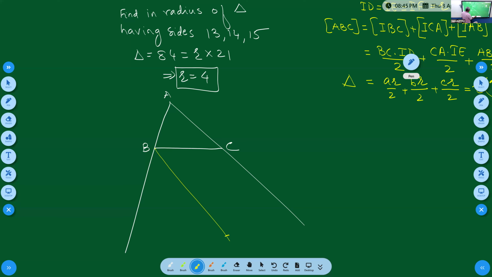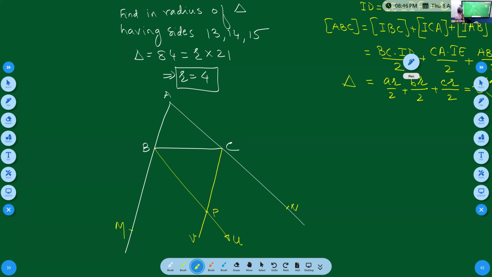Let U be angle bisector of CBM. External angle, not CBA, but CBM. Yes, you can draw. Also, you can draw external angle bisector of BCN. Yes, we can draw external angle bisector. Let V be external angle bisector of BCN. U be external angle bisector of CBM. Let them intersect at P.